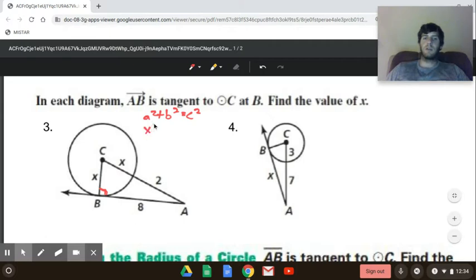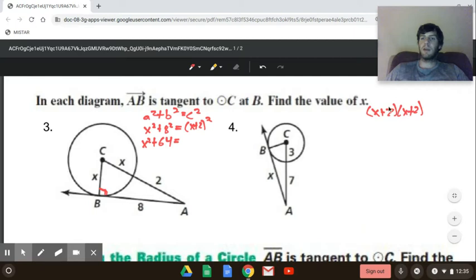So x squared plus 8 squared equals our hypotenuse squared. Our hypotenuse here is going to be x plus 2, right? This piece is x, this piece is 2, so the whole hypotenuse is going to be x plus 2. So it's going to be x plus 2 squared. So here we have x squared plus 8 squared, which is 64, equals, and then I'm going to do this over here. So we have x plus 2 times x plus 2. That's what x plus 2 squared means, x plus 2 twice.